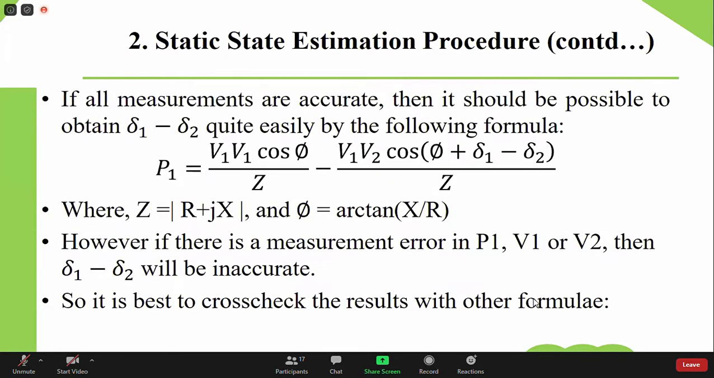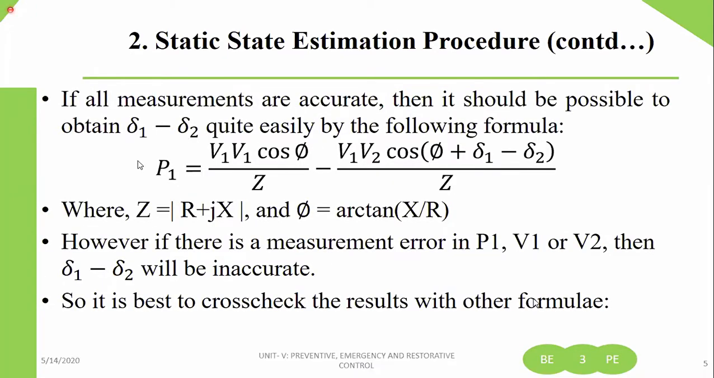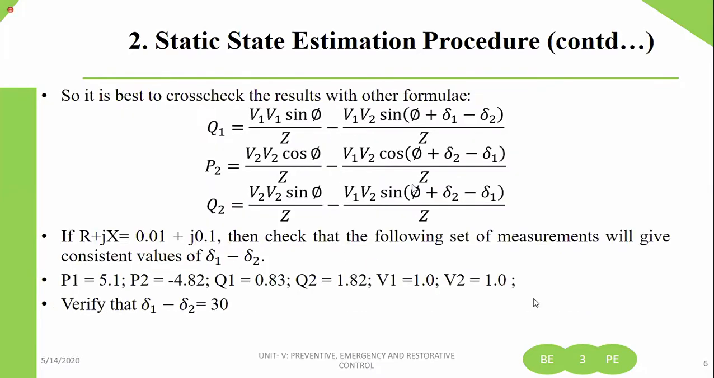But if any one formula differs, let's take an example: P1 gives 29 degree, from Q1 you got 25 degree, P2 you got 30, Q2 you got 30. Then we cannot say that you have estimated correctly. You have estimated, but not correctly. So from all these formulas, you have to get the same value of del 1 minus del 2 or del 2 minus del 1. It's just the same: if you get 30 degree for del 1 minus del 2, then del 2 minus del 1 should be minus 30 degree.